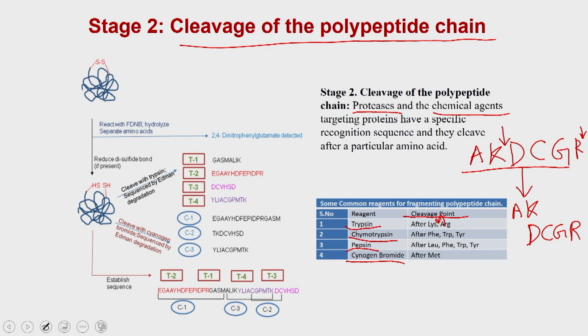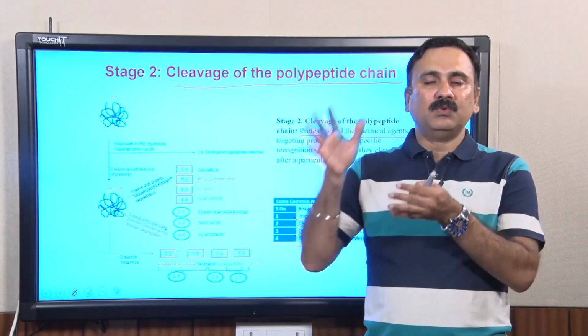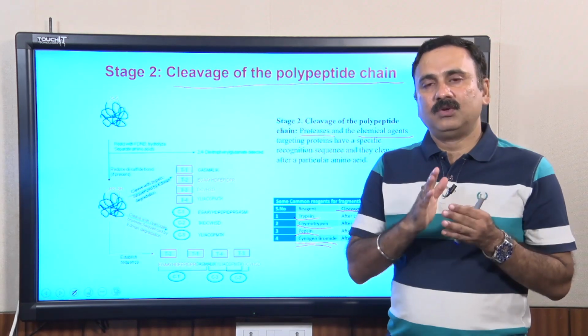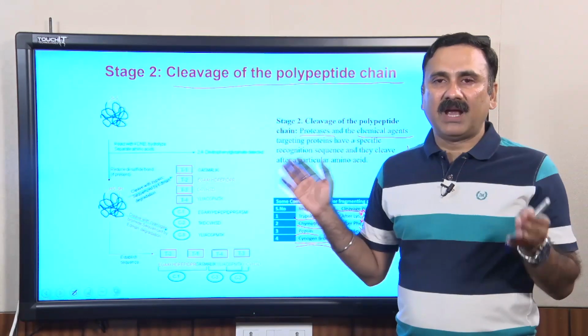polypeptide chain. Similarly, chymotrypsin is going to cleave after phenylalanine, tryptophan, or tyrosine. Similarly, pepsin is a more non-specific protease, but it is still going to cleave after leucine, phenylalanine, tryptophan, or tyrosine. Whereas, if you use cyanogen bromide as a cleaving agent, it is going to cleave just after the methionine. So, whatever enzyme you use for cleavage reactions, it is going to chop that particular peptide or protein sequence into individual small fragments.